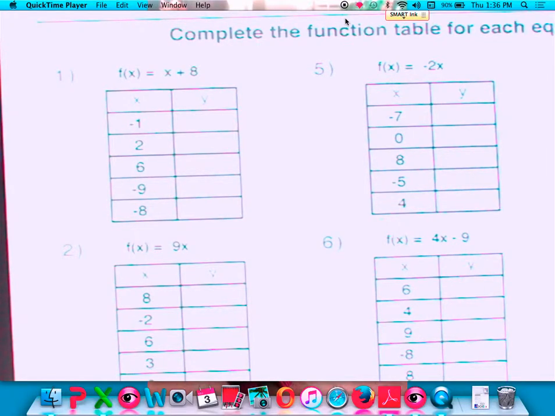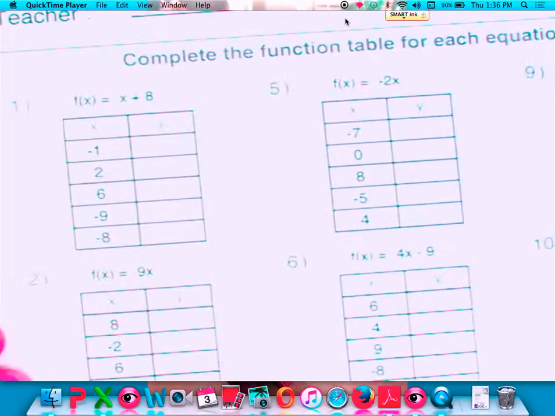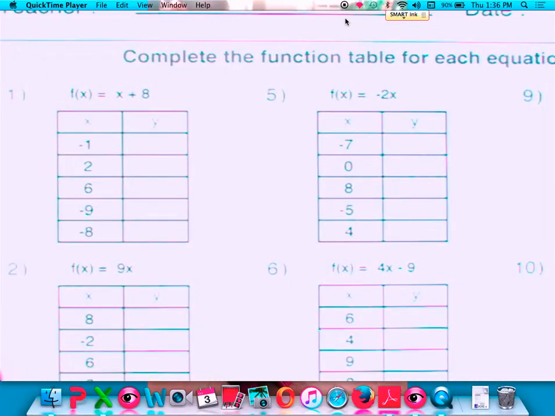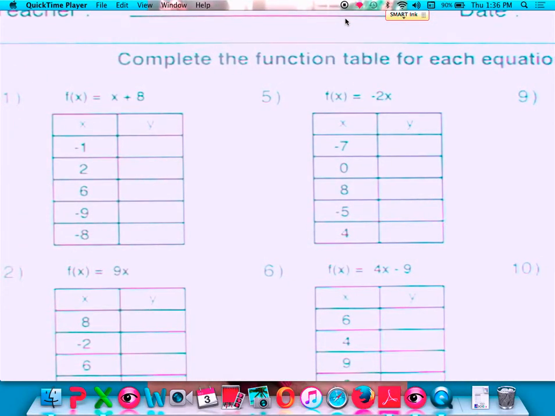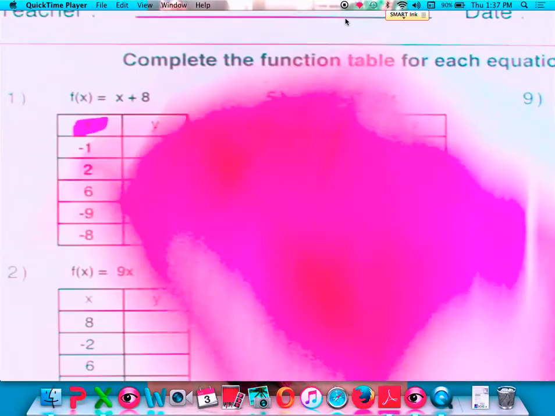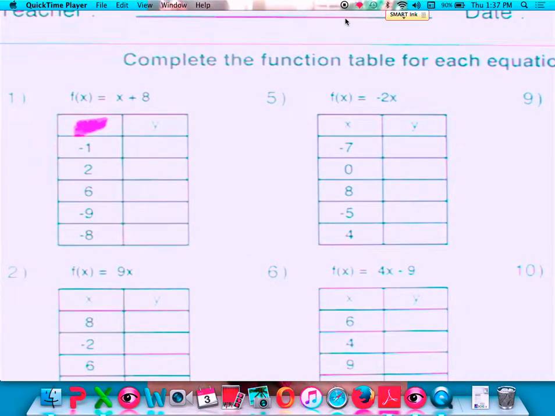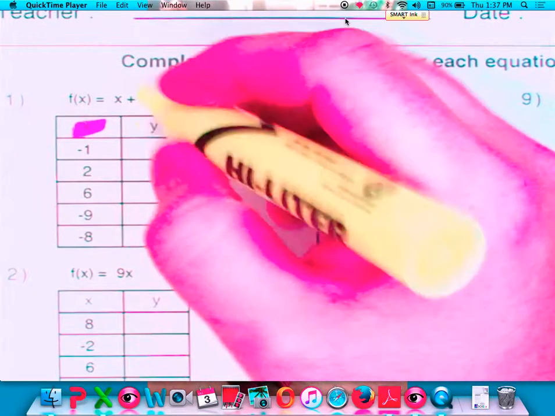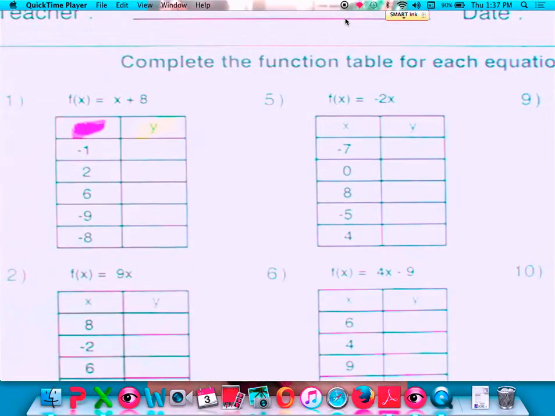Alright, so this is how we do our paper here about function tables. These are our function tables, and these are just tables that we're going to use that are going to help us find the domain, which is going to be our x values, which I'm highlighting in pink, and then our ranges, which we're going to highlight in yellow. Okay? Now, a couple things I want to talk to you real quick about these things.